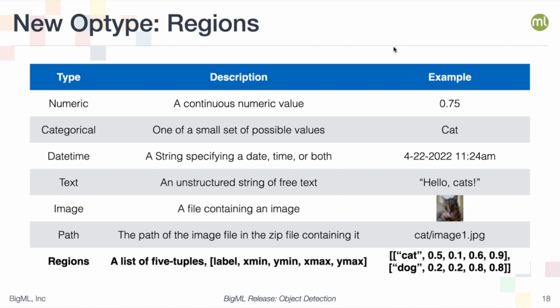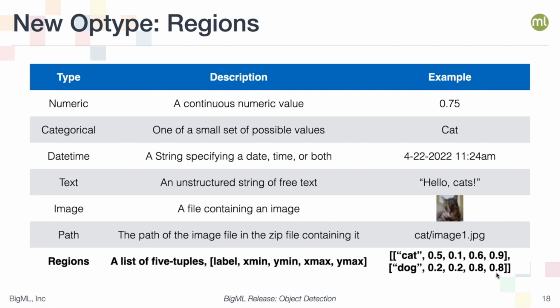And now for this release, you can see on the bottom of the table in bold, we have regions. And what regions are is a list of 5-tuples with the label of the object, and then its coordinates of its bounding box, the minimum and maximum X and Y values. And so as an example of this, you see there on the bottom right, we have a list of 2 labels for a given object. One is a cat, and it's located at these coordinates. One is a dog, it's located at these coordinates.